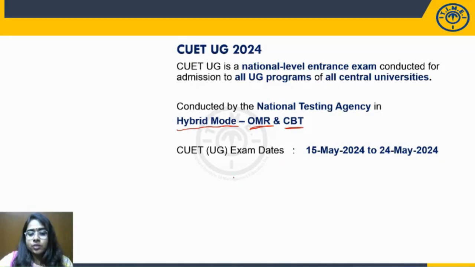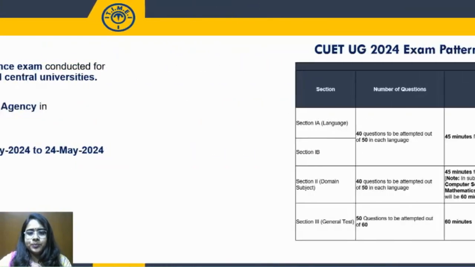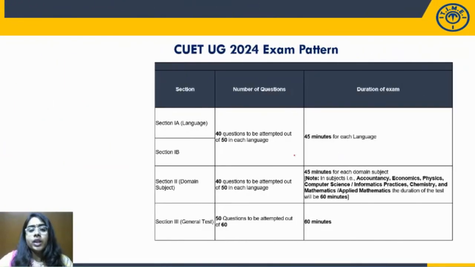Now the CUET UG exam dates are between the 15th of May and the 24th of May, and in this video we are going to be talking about the general test part. But before we understand the general test, let's look at the overall sections that appear in this exam. So the CUET UG 2024 exam is conducted with three sections in mind.